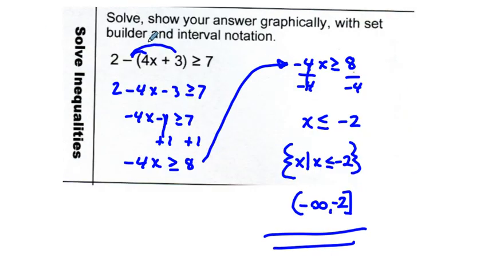Oh, wait a second. It says graphically. Oh, I forgot graphically. Let's go back to graphically. Okay, graphically, we go ahead and set at negative 2, and graphically it's less than or equal to, so it'll be like this, and then to the left like this. So that is a graphical representation. All right, now we're ready to go on.